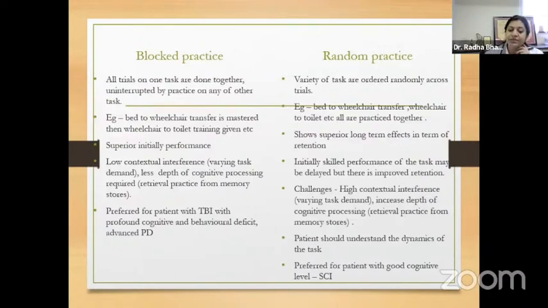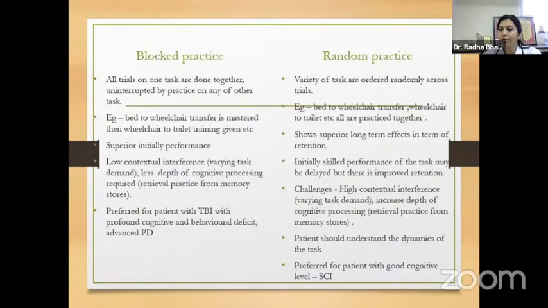Block practice is preferred for patients with traumatic brain injury who have profound cognitive or behavioral deficits, or advanced stage of Parkinson's disease. While random practice is preferred for those with a good cognitive level, such as SCI patients, spinal cord injury patients; you can move towards random practice. See, whatever we are discussing right now are not thumb rules. It can depend on patient to patient: his understanding level, his performance level, his motivation level, his physical level, and what sort of impairment the patient is having.